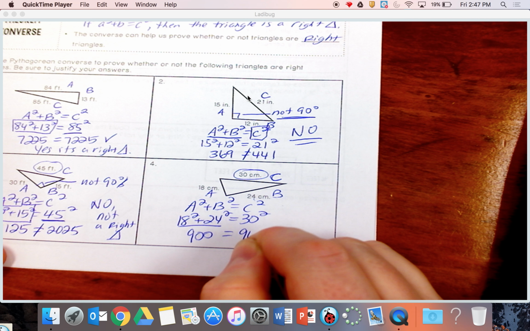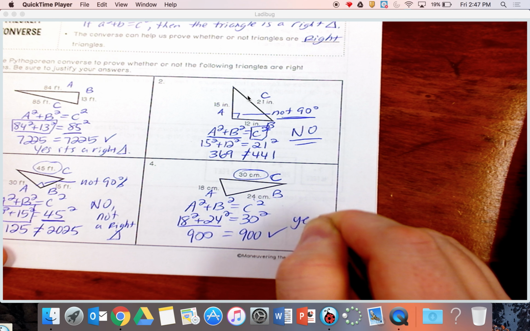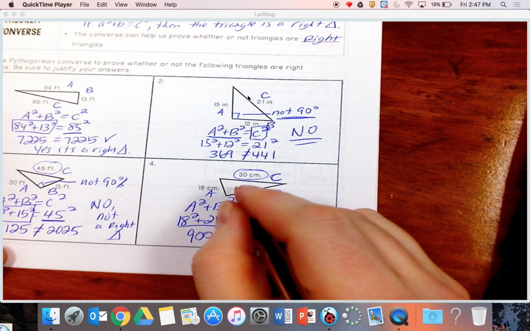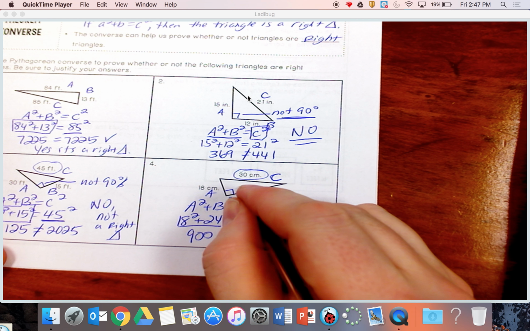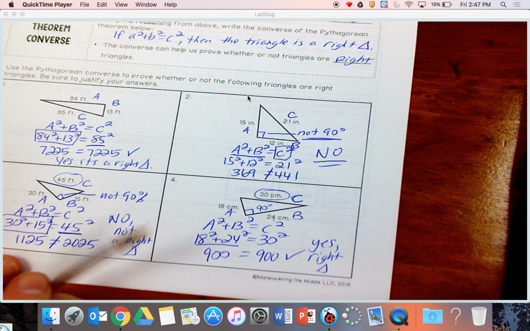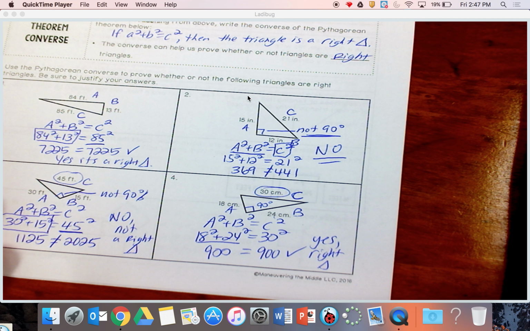So now I know, check, yes, right triangle. So this is a right triangle. There is a right angle. This is 90 degrees right there. So I know it is a right triangle. So that's what basically the converse is saying. If both sides are the same, then you know it's a right triangle. If both sides are different, then you know it is not a right triangle.